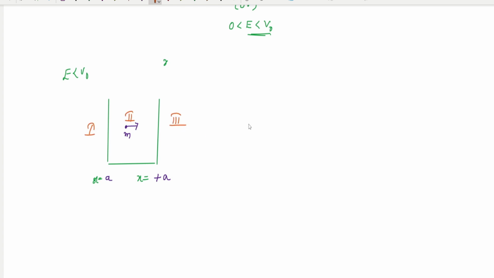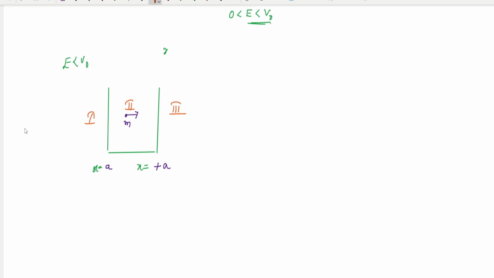If you solve all these three regions carefully, you can get information about the case E less than V naught. From that, we can analyze what quantum mechanics reveals and what classical mechanics reveals, such as the tunneling point and the decay energy. This type of thing we're going to discuss after that. For that, I'm going to calculate step by step in three regions.